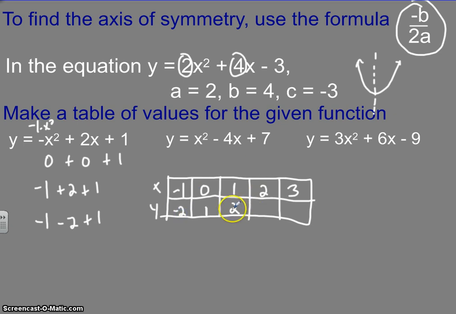Now notice, it's going down here. This is a maximum value because the parabola is opening down, because a is negative. So the vertex, which is right here, is a maximum value. It's going to go down on this side, and it's going to go down on this side. Because this is the axis of symmetry, this is the same as this. So at 2, I've got a 1, and at 3, I've got a negative 2.